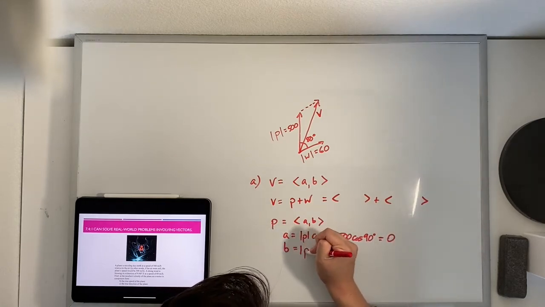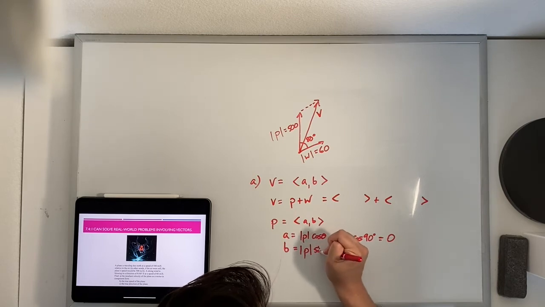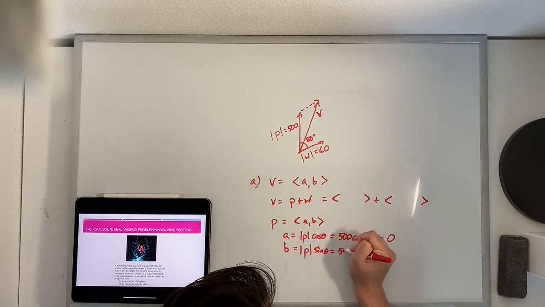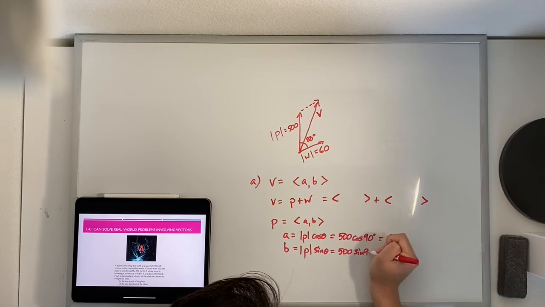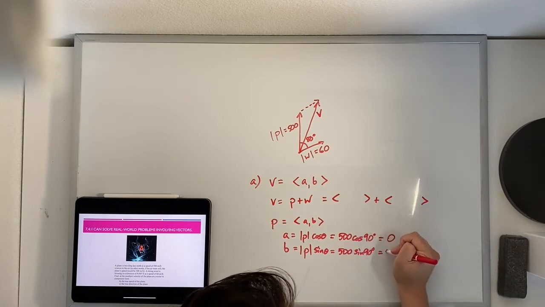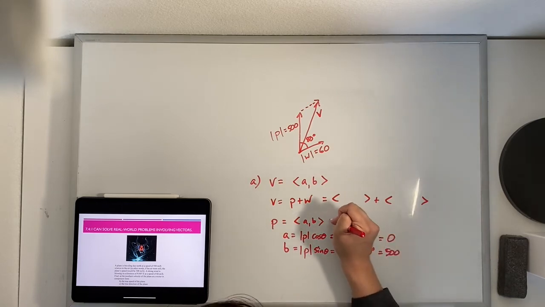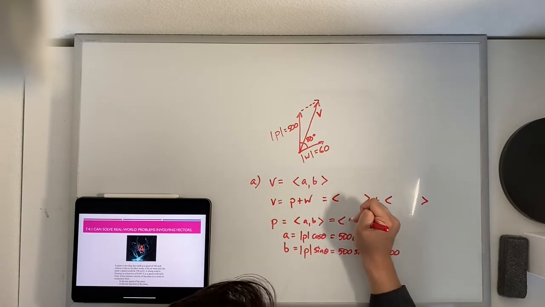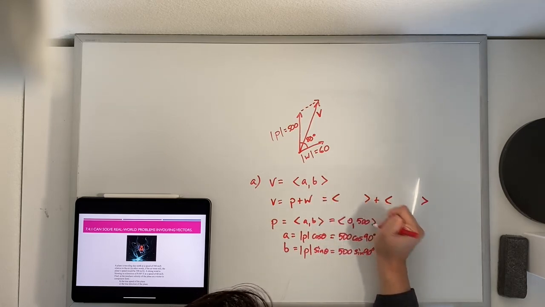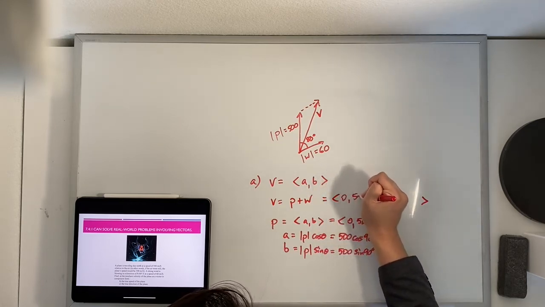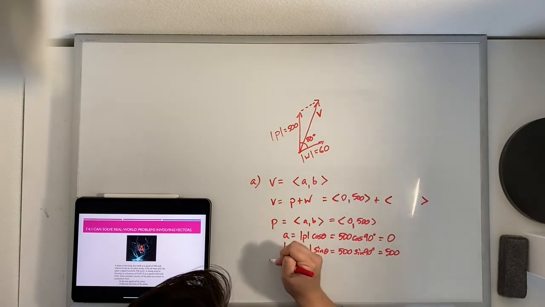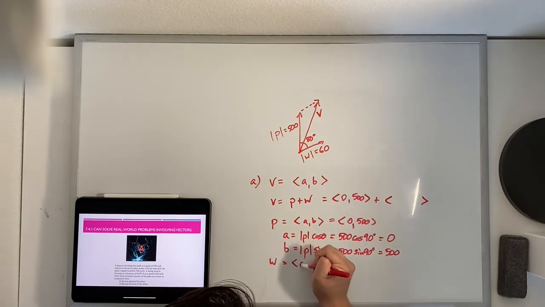The vertical component of this vector is the magnitude times the sine of its direction. So 500 times the sine of 90 degrees. The sine of 90 degrees is 1, times 500 is 500. So vector P is the vector 0, 500. And now we do the exact same process to find vector W.